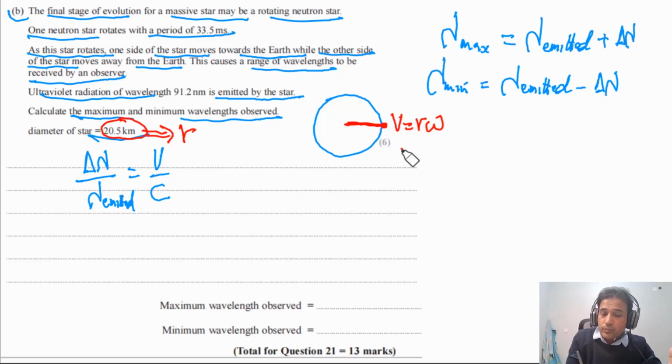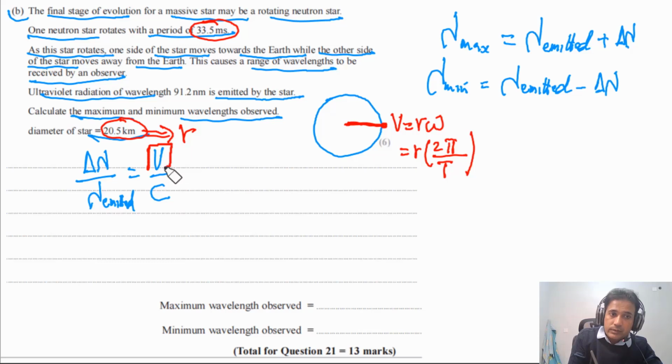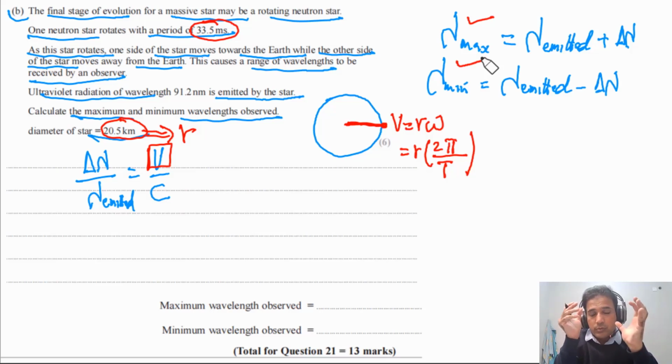How can we find omega? Omega will be equal to 2 pi divided by the time period of the star. So here we have the time period of the star. So we can find the value of v, plug in the value of v here, and then we can find delta lambda, and then we can find lambda max and lambda minimum. So this is how you need to approach. I hope this makes sense to you now.